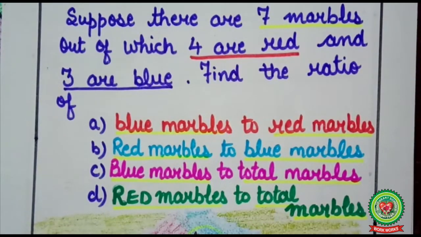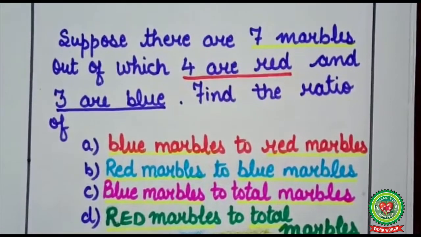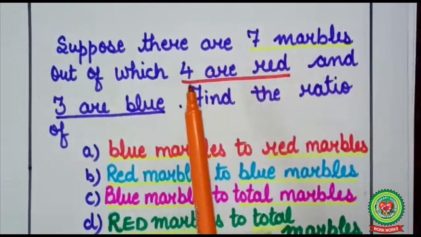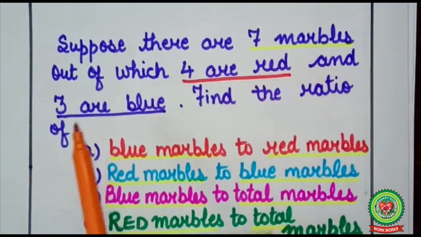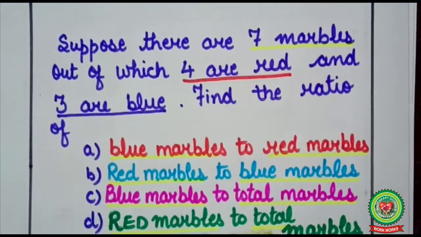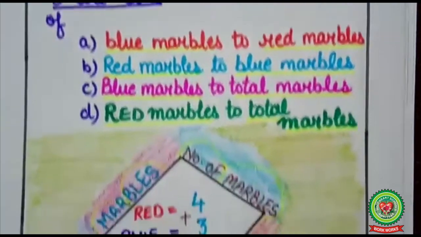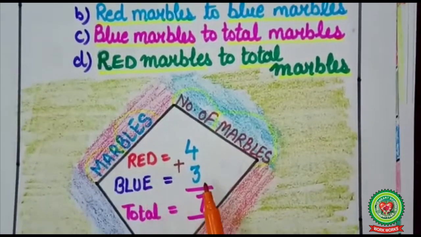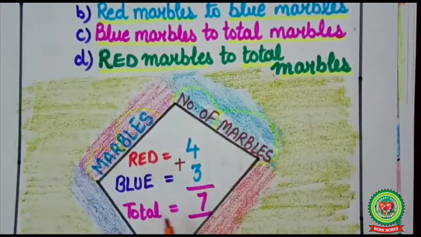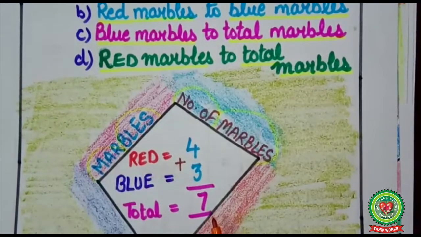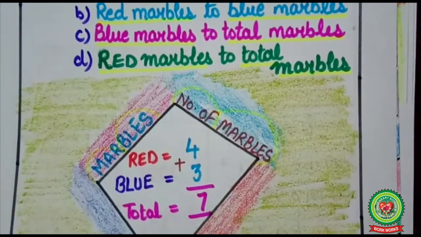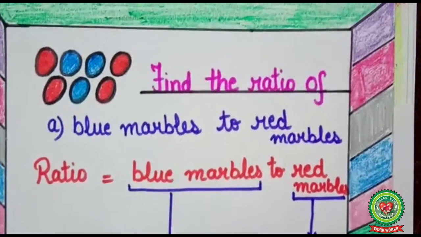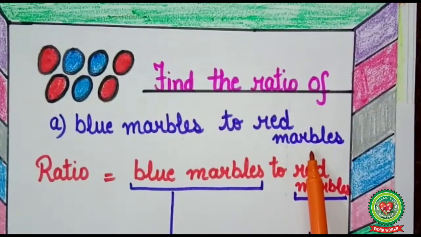First of all, we will underline the numbers given in the statement. Here, we will underline 7 marbles, 4 are red, 3 are blue. Now, as you can see here, red marbles equals 4, blue equals 3 and total equals 7. Let's start with the solution. First of all, you have to find the ratio of blue marbles to red marbles.